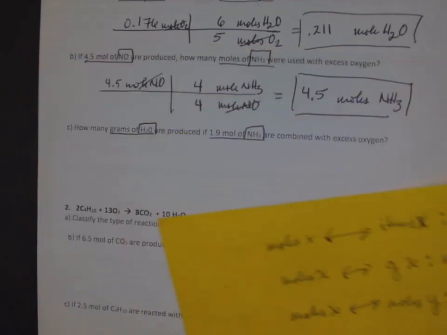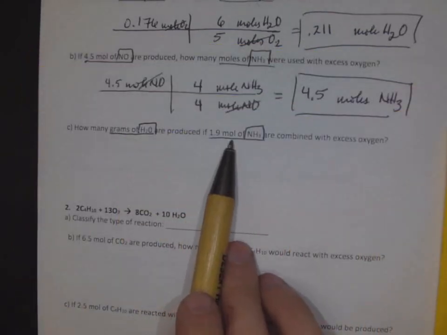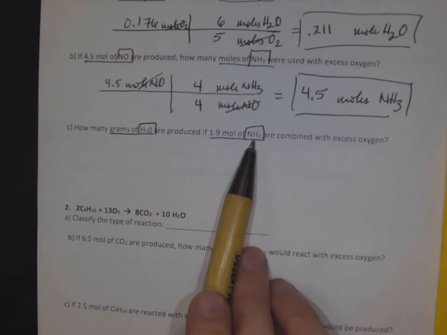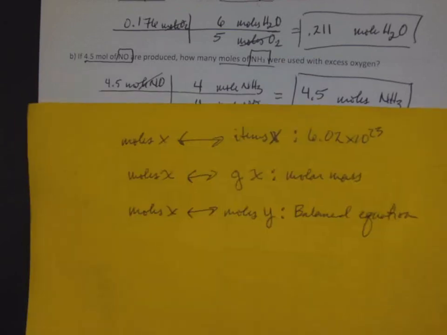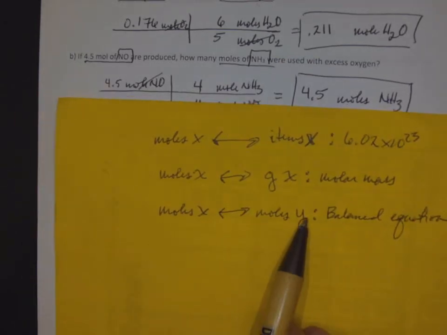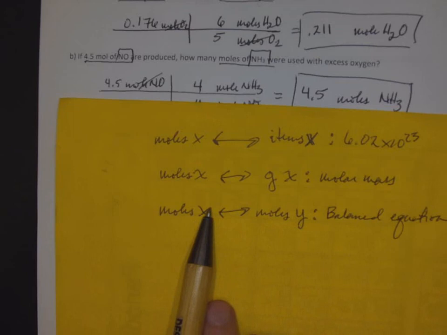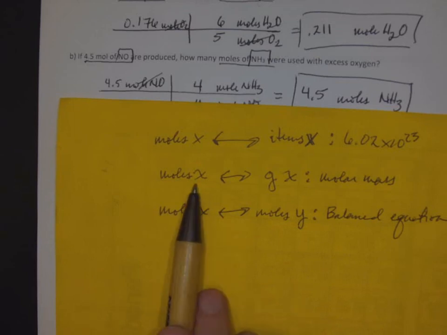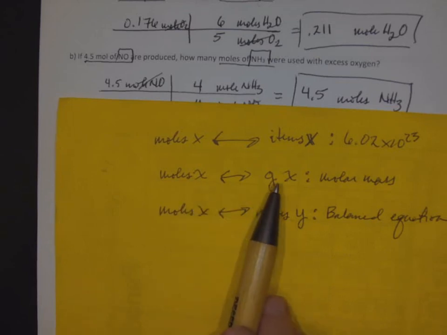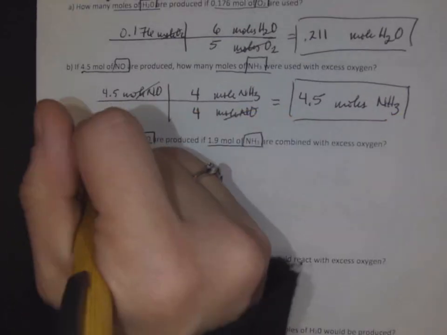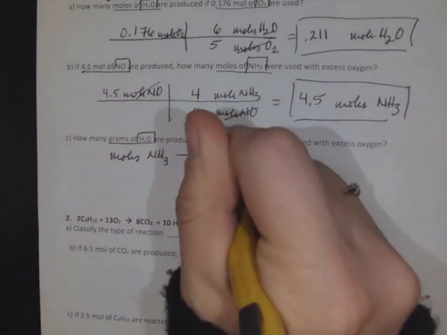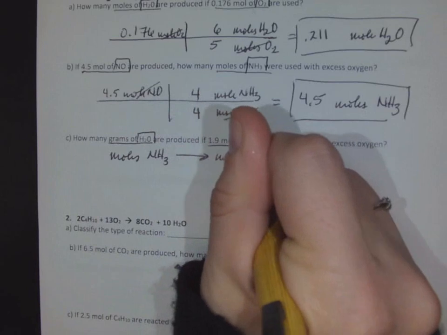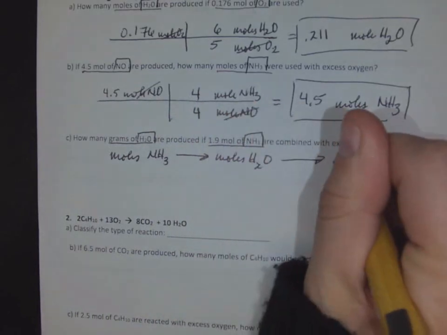Okay, so I'm going to think through my path here. I have moles of NH3, and then I'm going to go to moles of H2O so I can get to the new thing. But once I'm in moles of H2O, then I can go to grams of H2O, because then it'll be the same item. So we're going to go moles of NH3 to moles of H2O, and then grams of H2O.